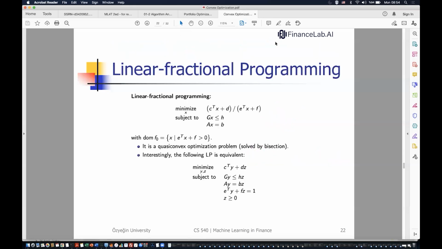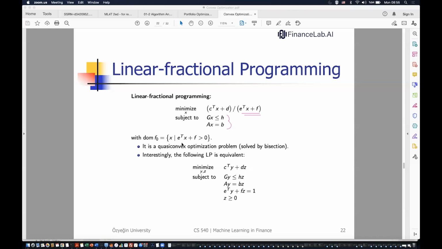These were examples of problems that can be formulated as linear programming problems. Another class of problem is the linear fractional problem. In the linear fractional programming problem, we are interested in minimizing c transpose x plus d, some affine function, divided by another affine function, which is e transpose x plus f. And these are again subject to linear inequality and linear equality constraints.